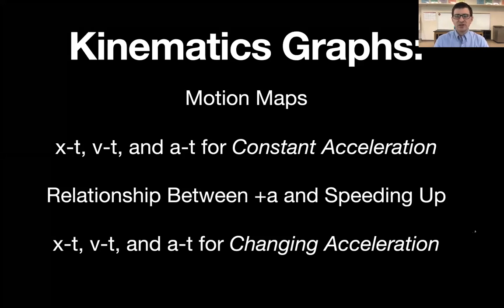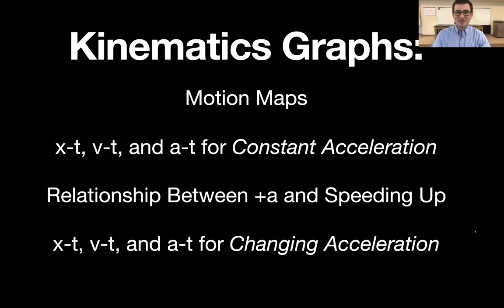Then we're going to look at the position-time, velocity-time, and acceleration-time graphs for circumstances in which there's constant acceleration. We're going to look at the relationship between positive acceleration and speeding up, and see if those always mean the same thing. Spoiler alert, they do not. And then we're going to look at the xt, vt, and at graphs for a situation in which the acceleration is not constant, which is where things get really fun and interesting.